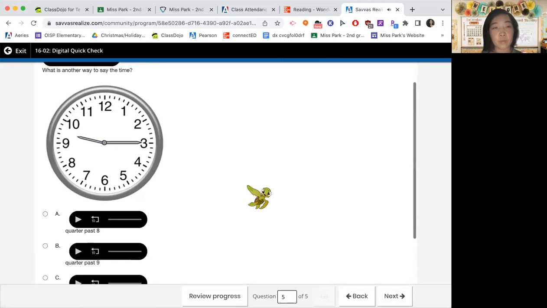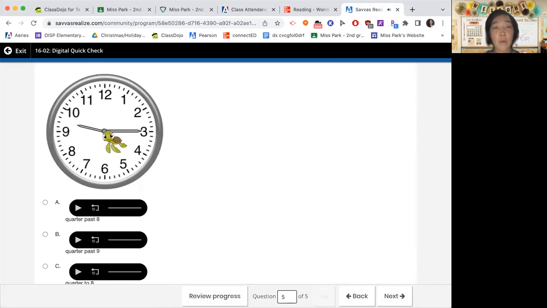What is another way to say the time? So the hour hand is the shorter hand. This is the shorter hand. It's in between 9 and 10. So what time is it? 9. And then the minute hand is where the 3 is. Skip count by fives. 5, 10, 15. So what time is it?